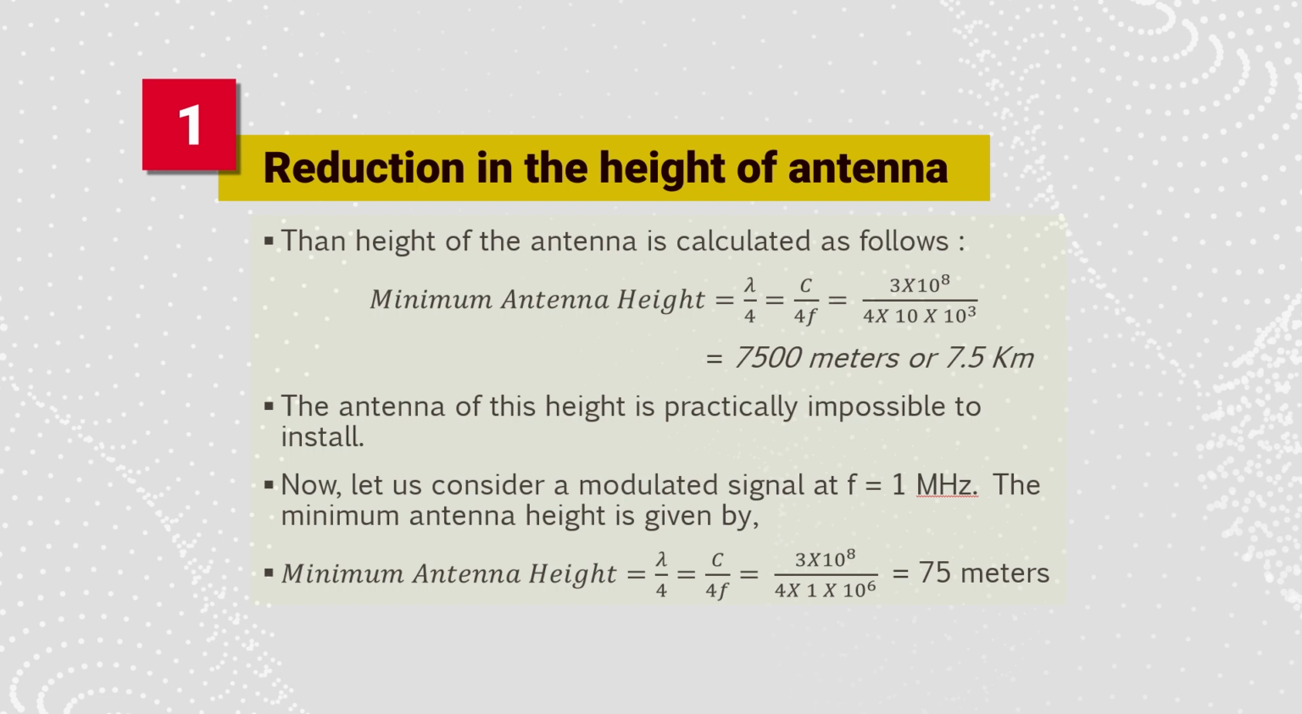Now, let us consider this message signal is modulated and the frequency becomes 1 megahertz. Then, the minimum antenna height is given by lambda by 4, that is equal to c upon 4f, and now the frequency becomes 1 megahertz, so the minimum height of the antenna becomes 75 meters. This is practically possible to install, an antenna height of 75 meters.